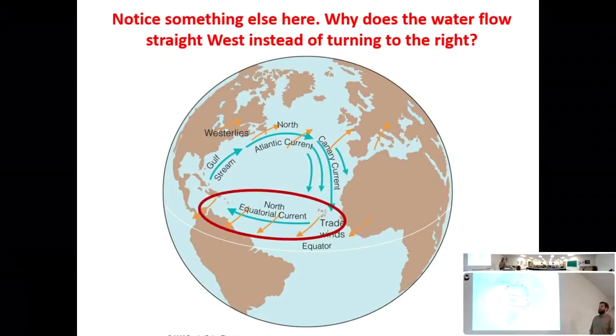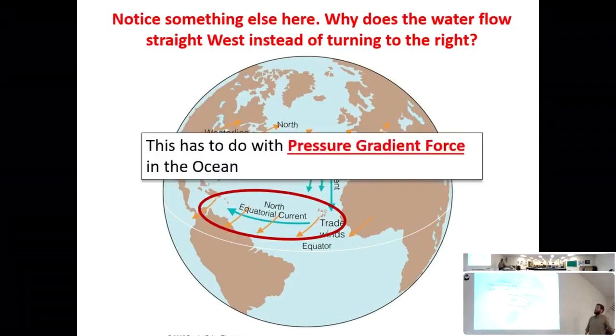Okay, so we'll take a look at the North Equatorial Current in the North Atlantic Gyre, okay? This has to do with pressure gradient force in the ocean. So you know we have pressure gradient force. I hope you remember we have pressure gradient force in the atmosphere. We also have pressure gradient force in the oceans. Because believe it or not, we can have parts of the ocean with higher pressure and lower pressure.